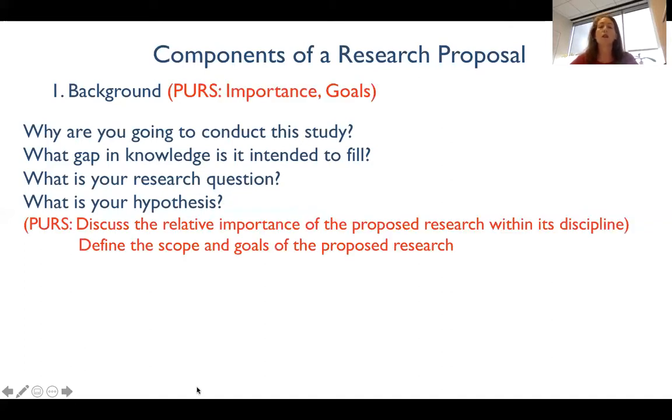For PERS, I've kind of put the PERS specific questions in the context of background. So when PERS is asking you, what is the importance of the study that you intend to do, and what are your goals? This corresponds to this background information. As you are explaining why you're going to conduct the study, you are going to be covering what the importance of it is. And when you get into your research question and your hypothesis, this is essentially going to be explaining the scope and goals of the proposed research.